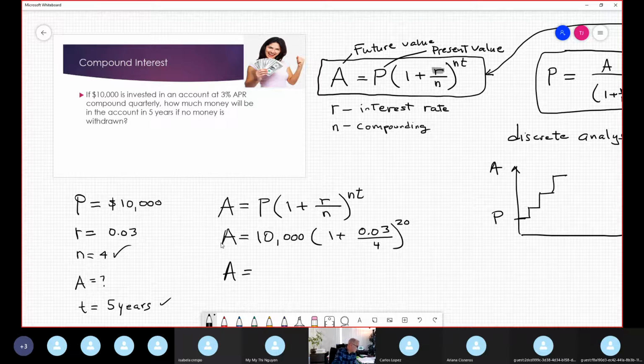Okay, 10,000. Come on, this is important. The skill of using your calculator is important for the test. The 10,000, multiplication, open the parenthesis, 1 plus 0.03 divided by 4, close the parenthesis, power 20. Boom. Look at the answer. What answer do you get?